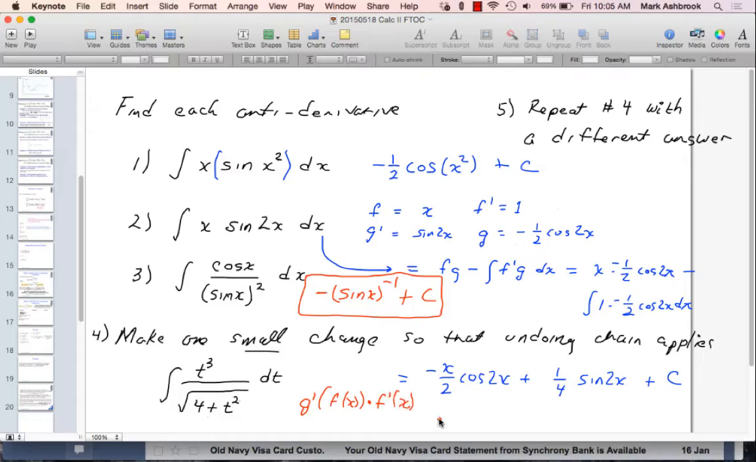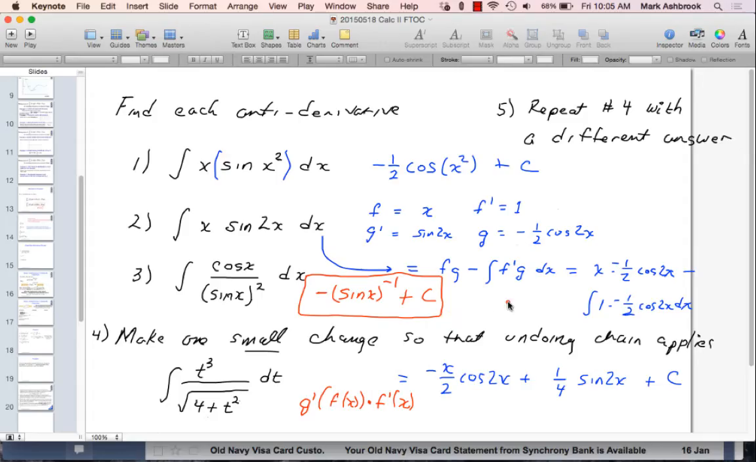And so g prime f is like the square root in the denominator, 4 plus t squared. So we need the derivative of the interior function to be our other term. So since this is t squared, we would need this to be t to the first. So one small change you can make would be to change that to t to the first.